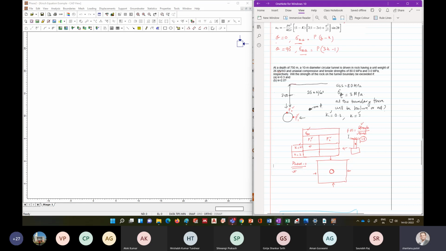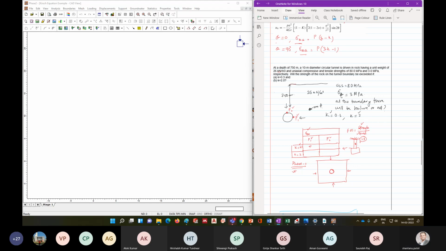It says at a depth of 750 meter, a 10 meter diameter circular tunnel is driven in a rock having a unit weight of 26 kilonewton per meter cube. The uniaxial compressive strength and tensile strength of the rock are 80 MPa and 3 MPa respectively. Will the strength of the rock on the tunnel boundary be exceeded if K equals 0.3 or K equals 2? So as we discussed, we have this tunnel here.